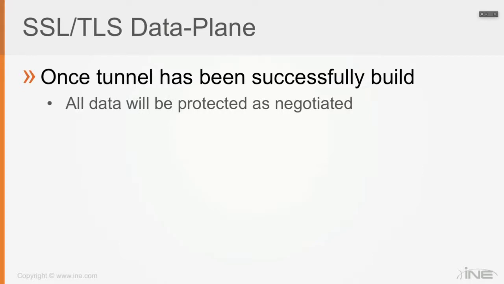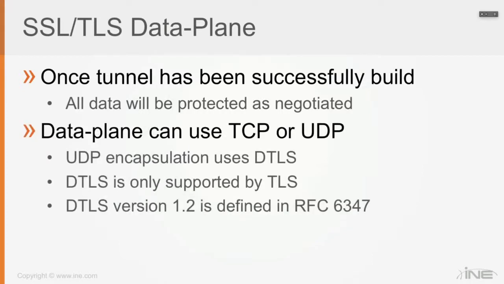Now, data plane traffic being sent in the tunnel can use either TCP or UDP, where UDP encapsulation uses what is named DTLS, or datagram TLS, which makes sense because it's called DTLS. It means that DTLS is supported only by TLS, not by SSL. The currently used version of DTLS is version 1.2, and this is defined in RFC 6347.